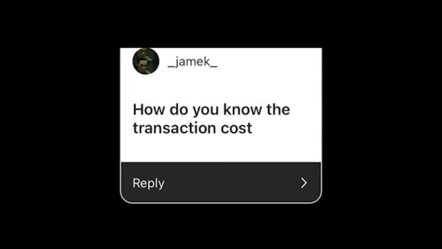So the next question is from _Jamek_. How do you know the transaction cost? You start out by measuring out the high, measuring out the low, of your daily and your weekly. And you're looking to see if the market can move higher or if it can move lower. If it cannot move higher, it's too expensive, because buyers typically don't buy off the top of the market.